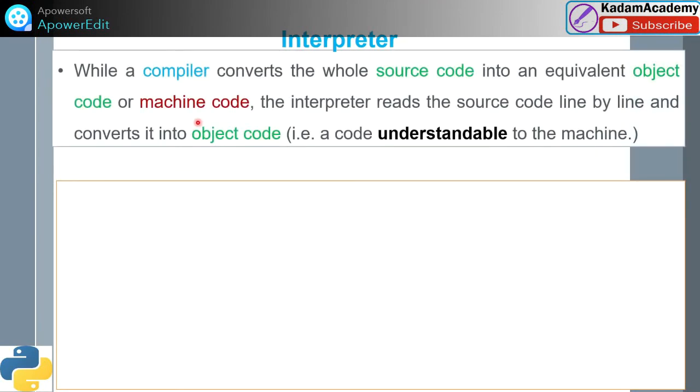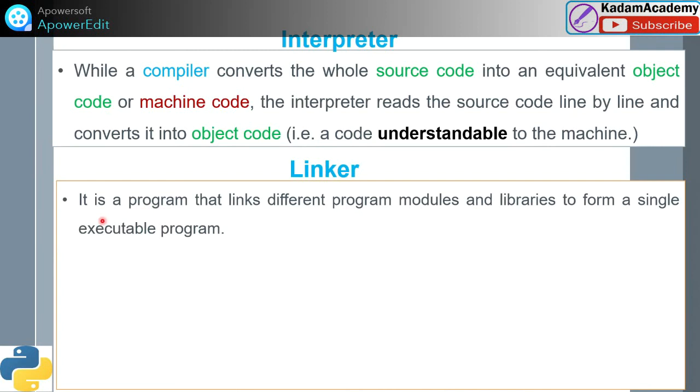Okay, the interpreter. While a compiler converts the whole source code into equivalent object code or machine code, the interpreter reads the source code line by line and converts it into object code, that is, code understandable to the machine. So this is the work of the interpreter, and after that comes the linker.